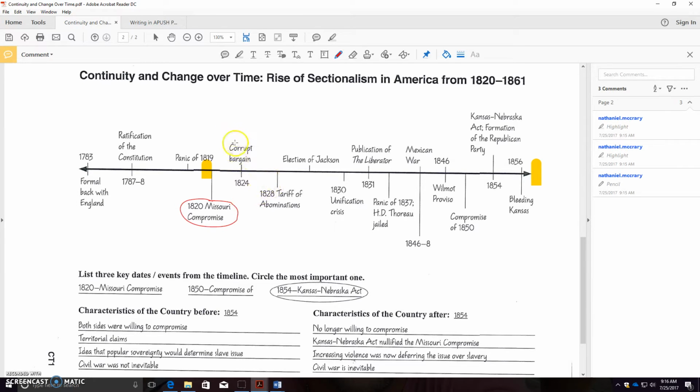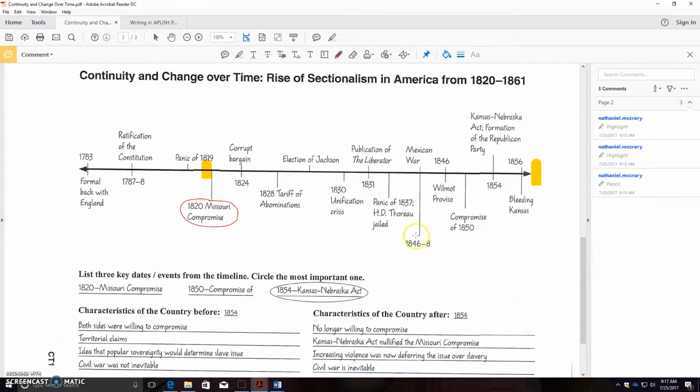And so we have different things: corrupt bargain in 1824, 1828, tariff of abominations, South Carolina is going to threaten to leave the Union. Of course they do in 1861 finally, but they threatened to do it 30 years prior, because northern tariffs were hurting southern agriculture. You have the election of President Jackson. The publication of the Liberator in 1831, speaking out against slavery.